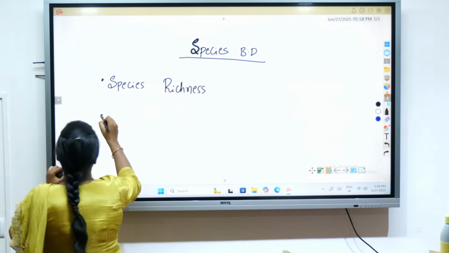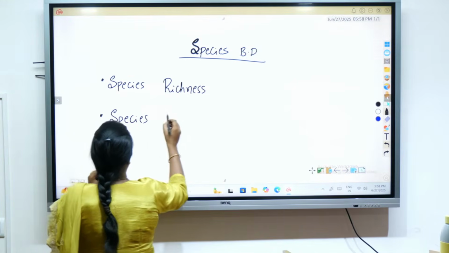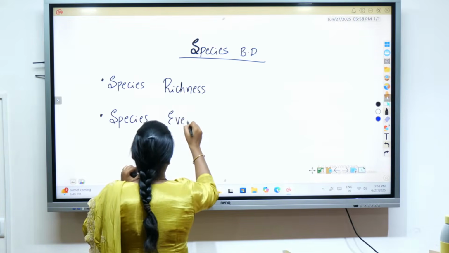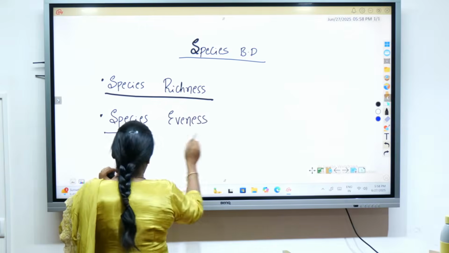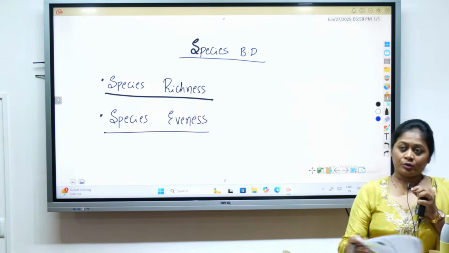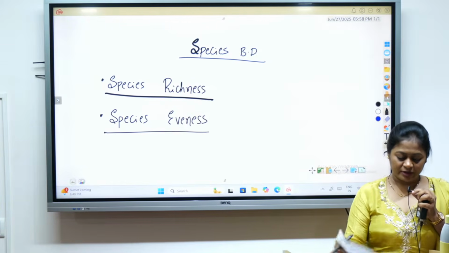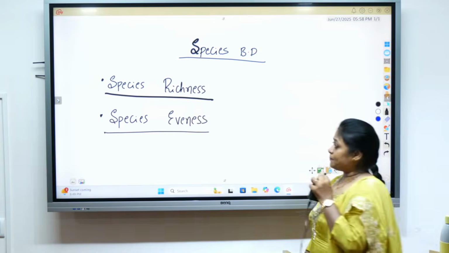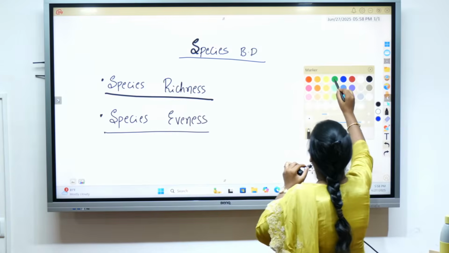Species richness. Second one is species evenness. Please understand these two keywords because you may not understand when you read this. Okay, so based on what parameters we can classify this as species richness and evenness. Listen here.